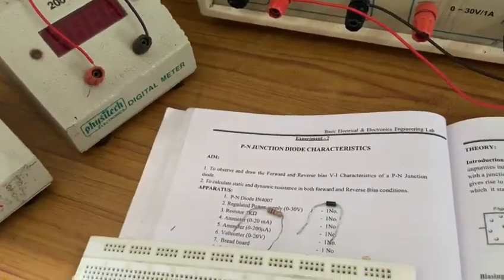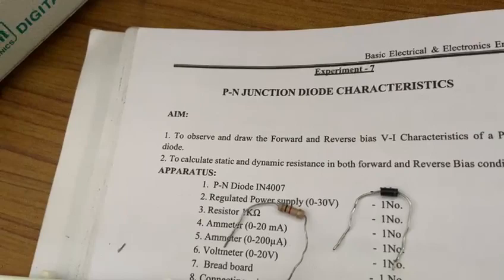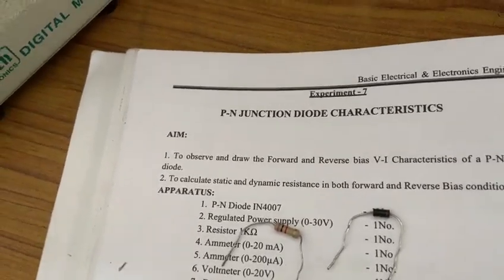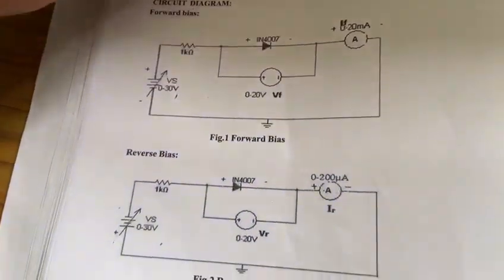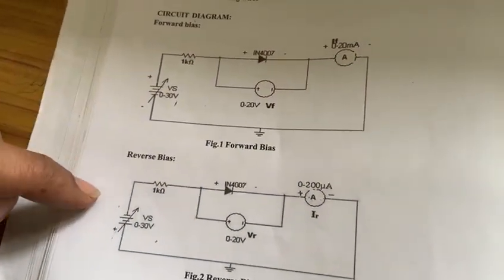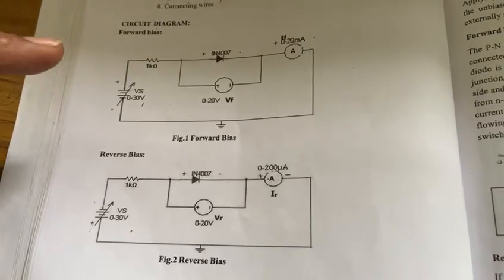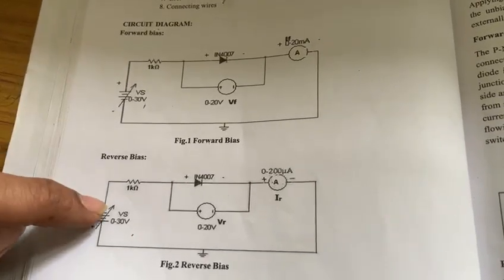So today we are going to discuss the PN junction diode voltage-current characteristics. The below one shows the circuit for the forward bias and reverse bias. Here we are going to observe the voltage-current characteristics of forward bias as well as reverse bias.